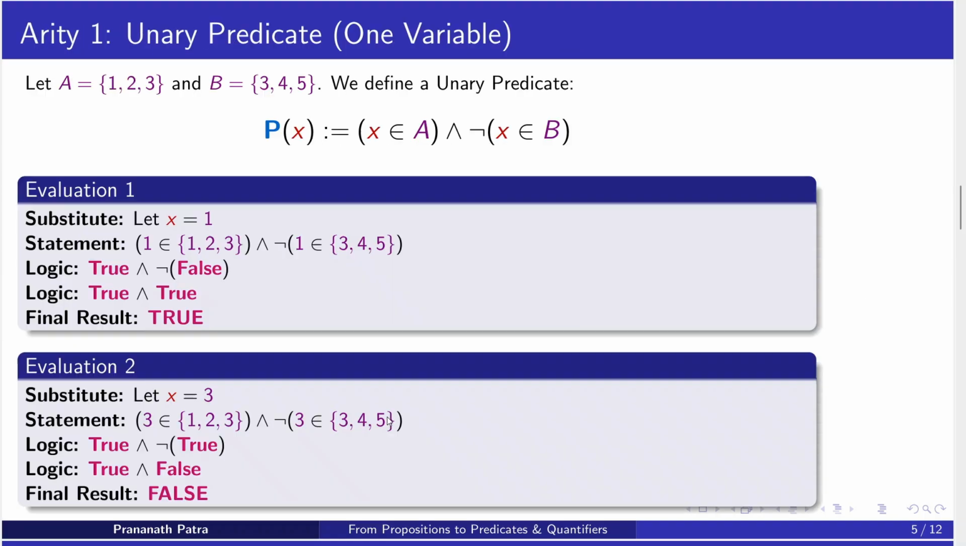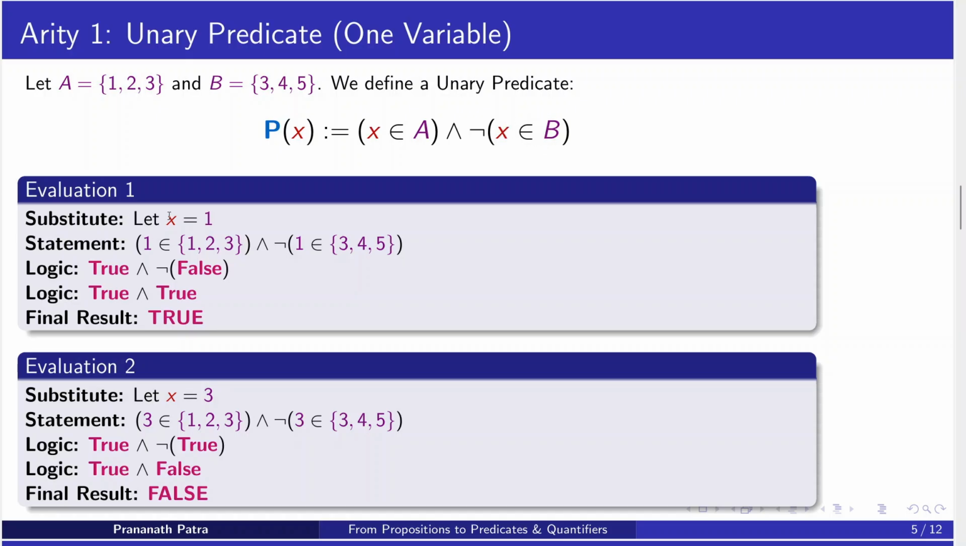Let's look at a predicate with arity 1, also known as a unary predicate, meaning it has one variable. Let's set A be 1, 2, 3, and set B be 3, 4, 5. We define a unary predicate P of x as x is an element of A and x is not an element of B. Let's evaluate this.